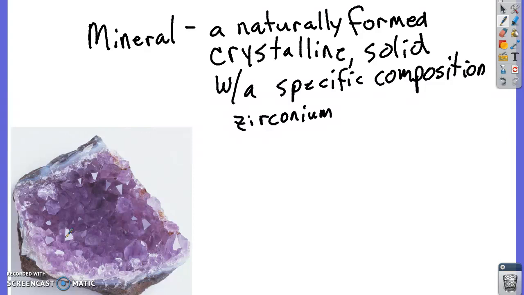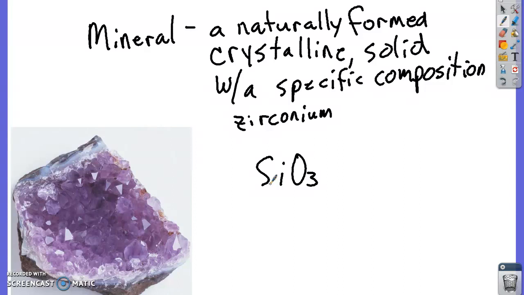We can give a formula for it. For example, quartz is SiO3, which means it's made out of 1 atom of silicon for every 3 atoms of oxygen. Now, there can be impurities in it that give it colors. This is why you have gemstones that sometimes are in different colors. But basically, silicon and oxygen is quartz. It's always going to have the same basic formula. So that's the specific combination or composition that we're talking about here.